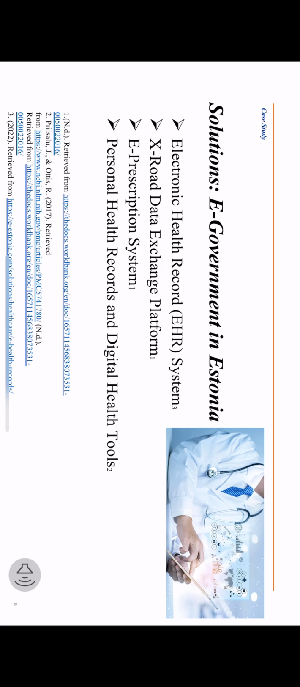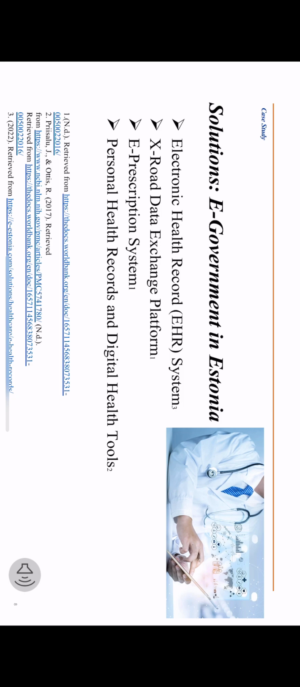X-Road enables cross-application data sharing between different government agencies, including healthcare institutions, facilitating seamless data sharing while maintaining data security and privacy. Another innovative solution was the introduction of e-prescriptions, which allow doctors to prescribe medication electronically and patients to collect their prescriptions from any pharmacy in the country. This system has reduced waiting times for patients and improved the accuracy of prescribing and dispensing medications.